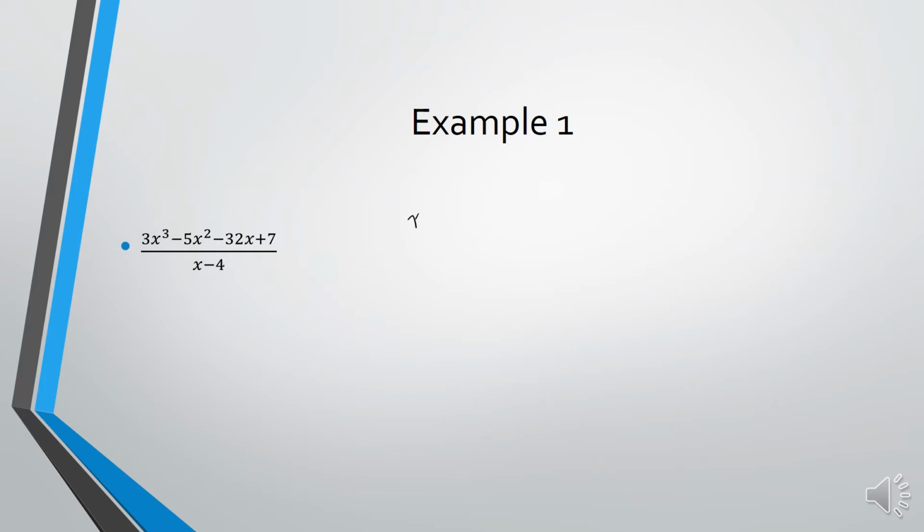So I'll start with my x minus 4, and this is being divided into 3x cubed minus 5x squared minus 32x plus 7. Now I'm going to do each step in a different color so that we can see what's going on here. First thing, I'm only going to look at my first term that I'm dividing by, which is the x. What can I multiply x by to get 3x cubed? So I would multiply by 3x squared.